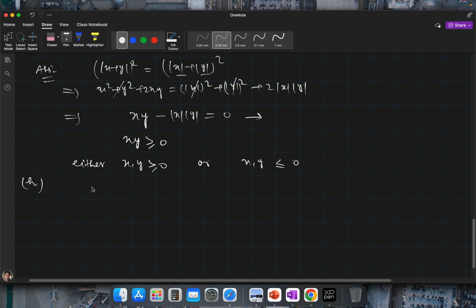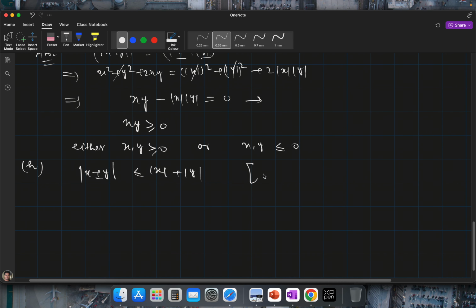Okay, so let's move forward. There are two more inequalities like this. If x plus y is always less than or equal to mod x plus mod y, this is also called the triangular law of inequality, the triangle inequality.